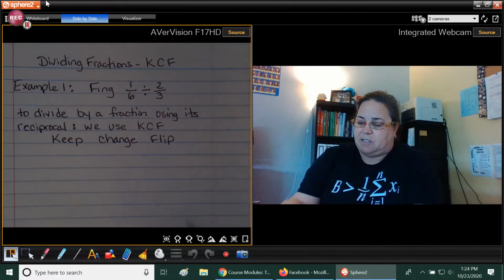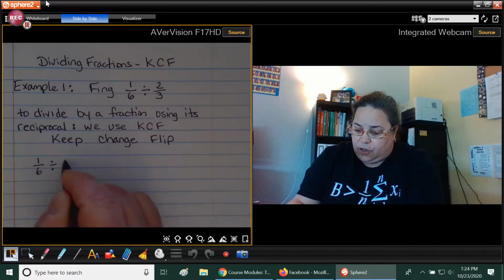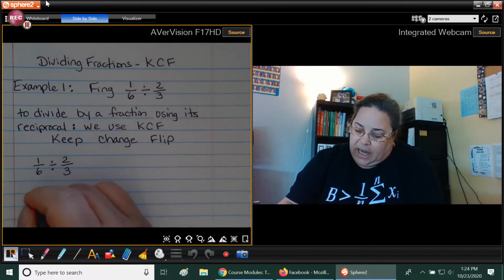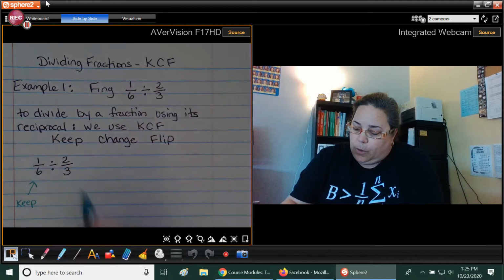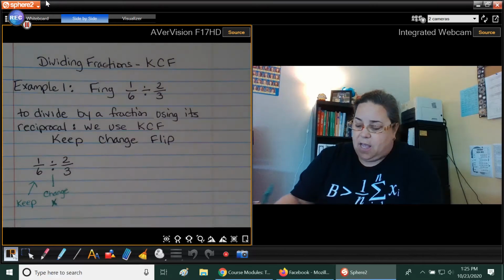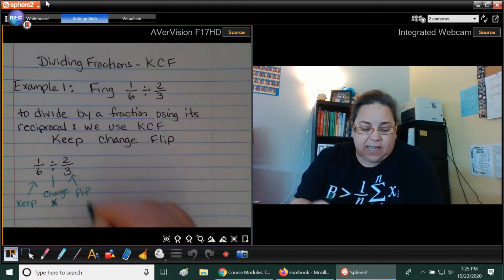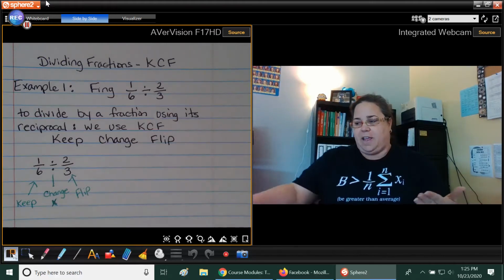So here's the deal. Let's look at our original problem again. 1/6 divided by 2/3. Here is what keep, change, flip means. We're going to keep the first fraction. We're going to change the sign to multiply. Okay? And then we're going to flip the second fraction. We're going to flip it to its reciprocal. That's why we learned reciprocals yesterday.